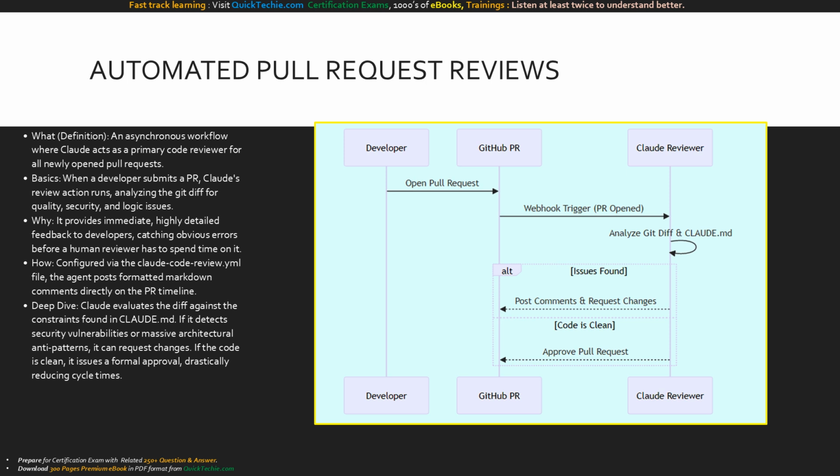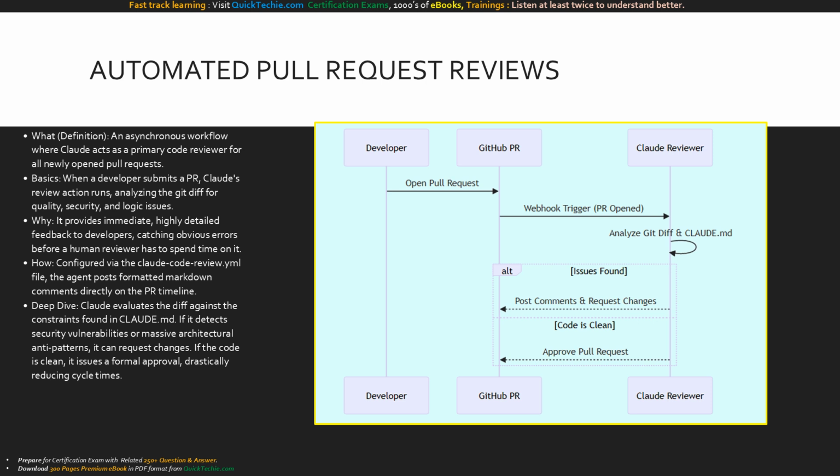How does it work? Using the claude-code-review.yml file, the agent parses the code and posts beautifully formatted markdown comments directly on the PR timeline. For our deep dive, Claude doesn't just look for generic errors, it evaluates the code against your specific constraints in your Claude.md file. If it finds security vulnerabilities, it requests changes. If the code is perfectly clean, it issues a formal approval, drastically accelerating your team's deployment cycle.